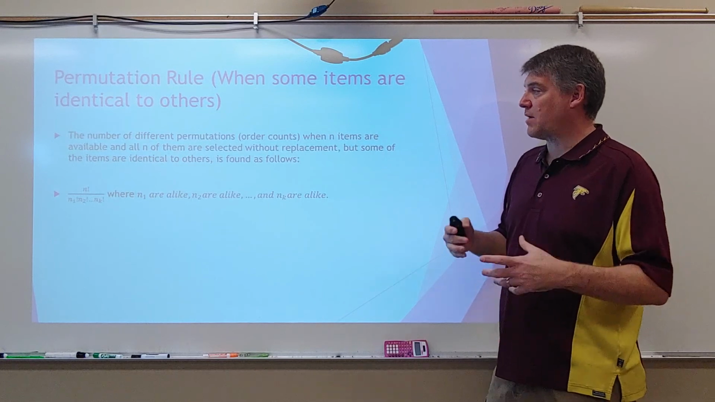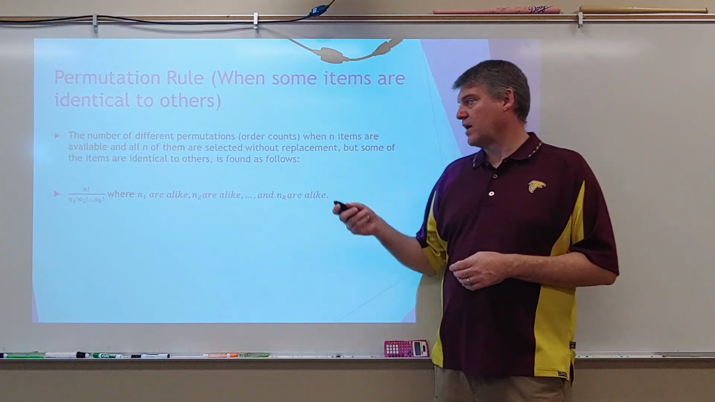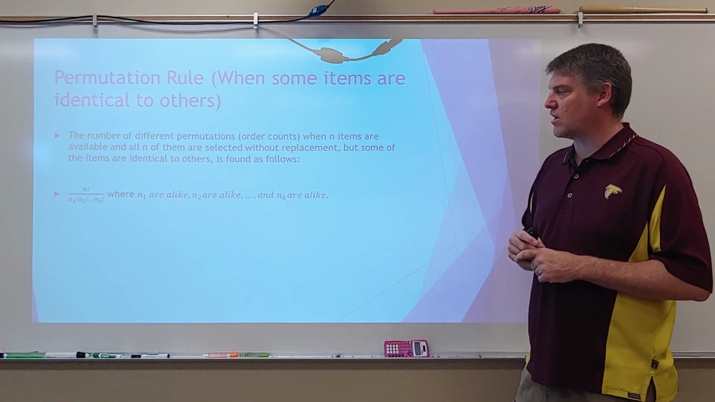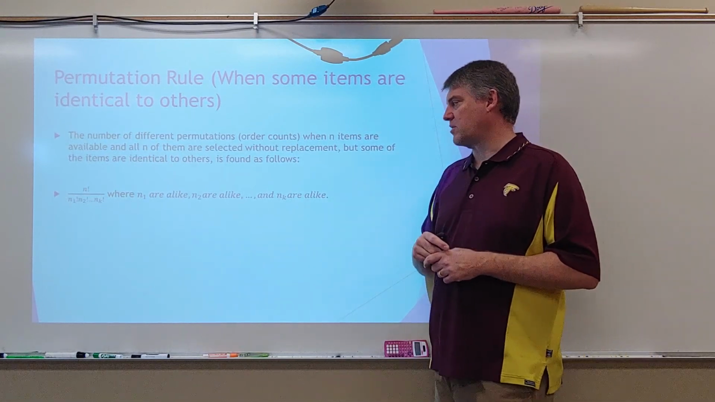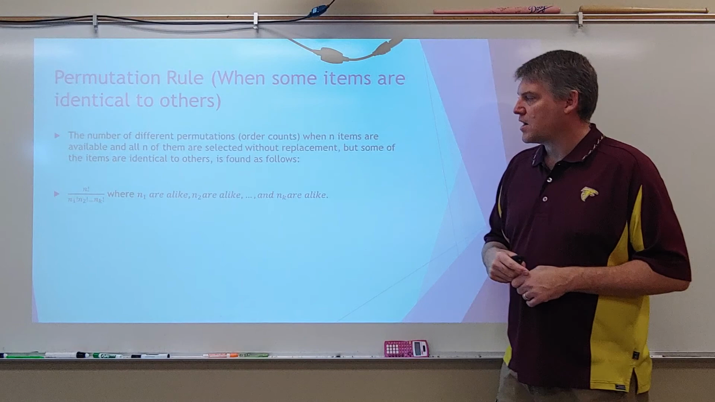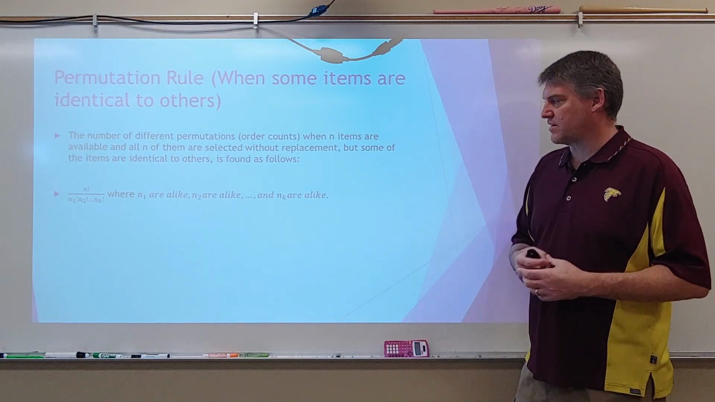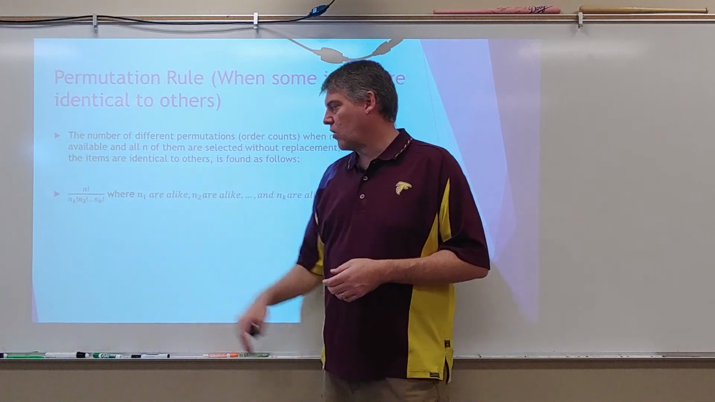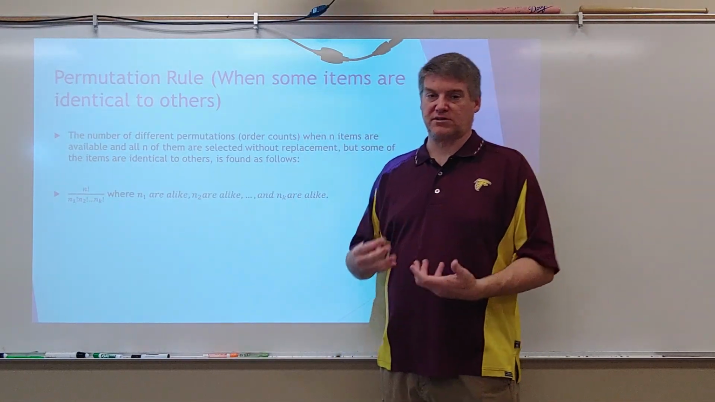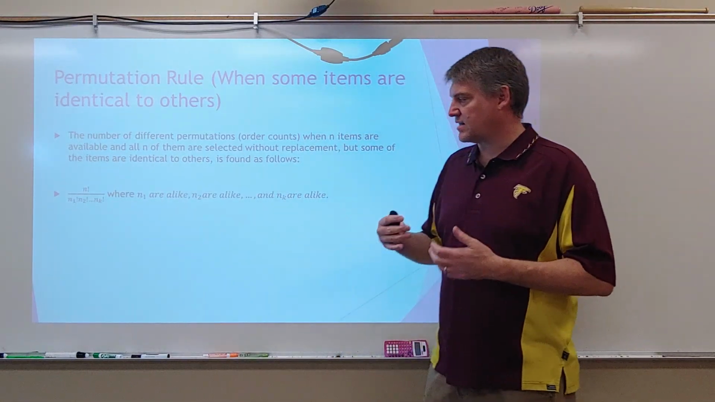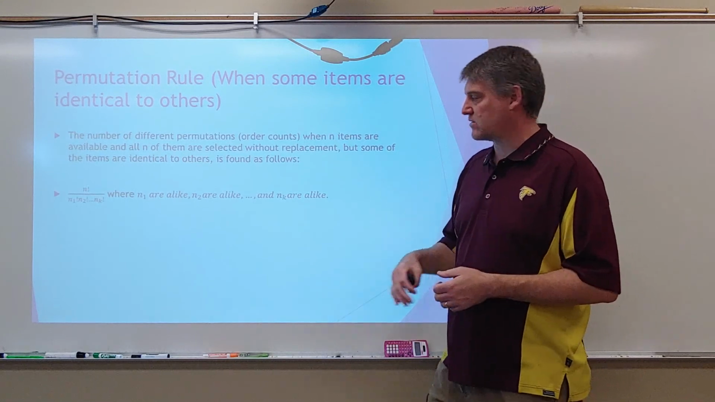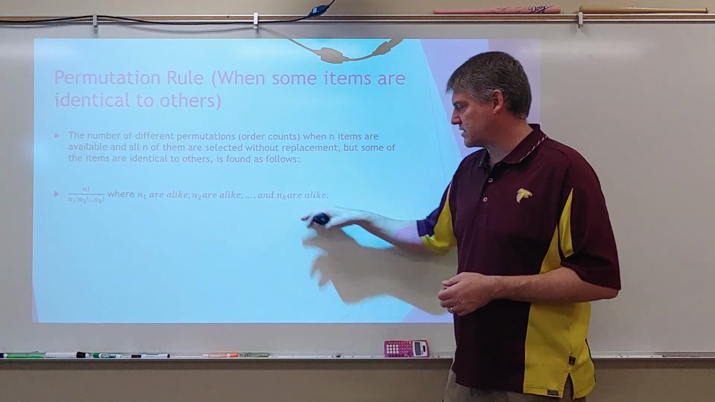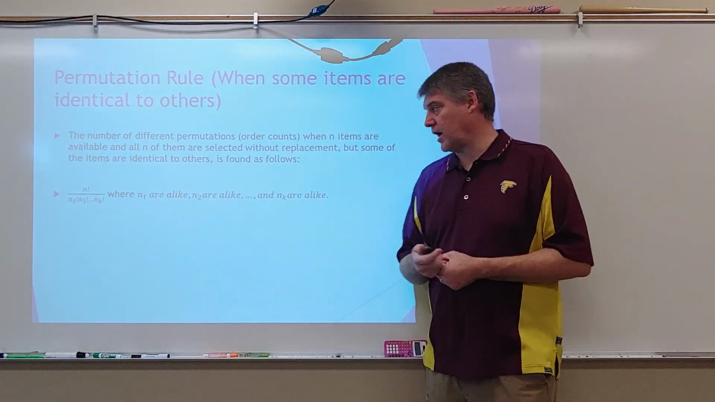Permutation rule when some items are identical. Okay? So the number of different permutations, where order counts, when n items are available and all n of them are selected without replacement, but some of the items are identical to others, is found as follows. So n factorial over n sub 1 factorial times n sub 2 factorial times all the way to n sub k factorial, where n sub 1 are alike, n sub 2 are alike, and n sub k are alike. Okay?